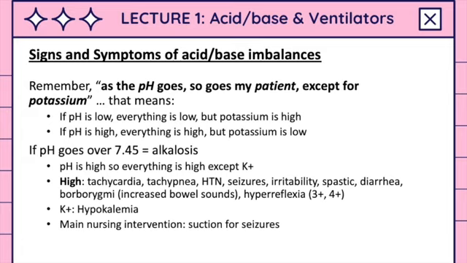So, do you see where it says up? Oh, except for potassium. I'm sorry, I didn't write that in there. Except for potassium. So what does that mean? pH goes up, potassium goes down. And when pH goes down, potassium goes up. Because if it followed the rule, we wouldn't even mention it, right? So as the pH goes, so goes my patient, except for potassium.